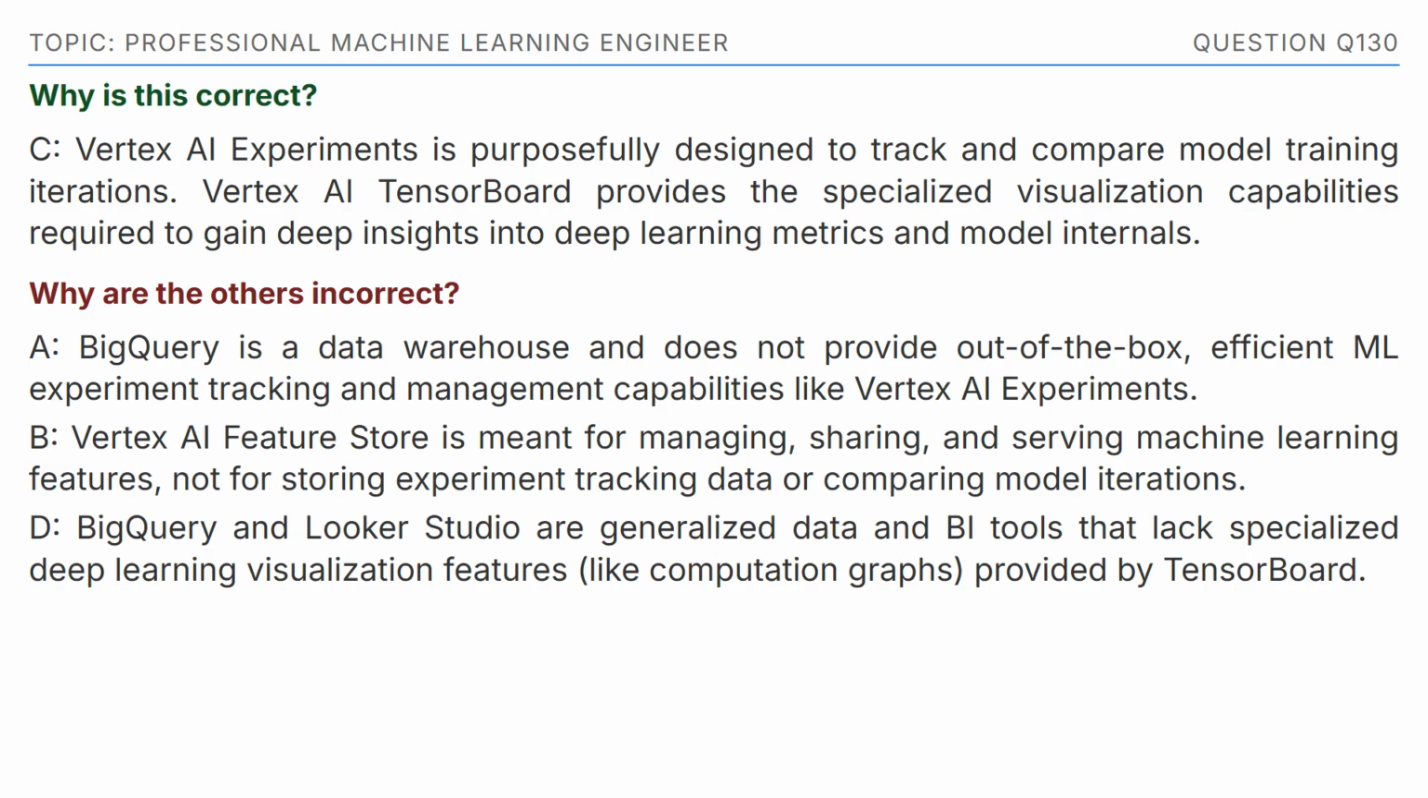A. BigQuery is a data warehouse and does not provide out-of-the-box, efficient ML experiment tracking and management capabilities like Vertex AI Experiments. B. Vertex AI Feature Store is meant for managing, sharing, and serving machine learning features, not for storing experiment tracking data or comparing model iterations. D. BigQuery and Looker Studio are generalized data and BI tools that lack specialized deep learning visualization features, like computation graphs, provided by TensorBoard.